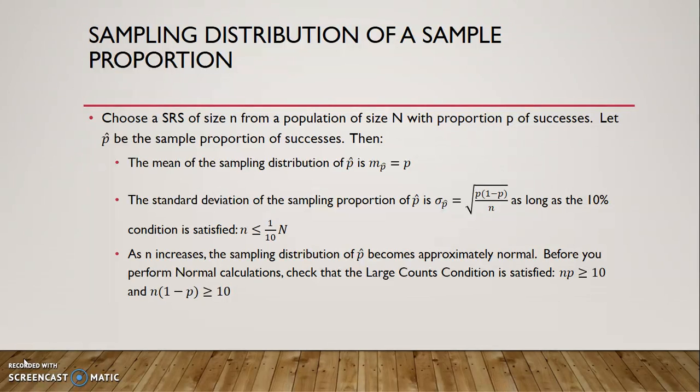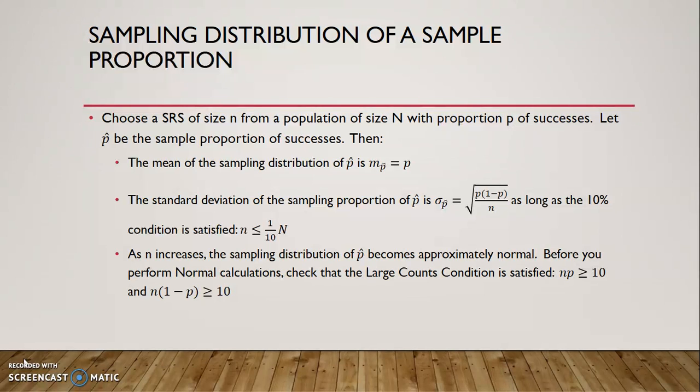The standard deviation of the sampling distribution of p hat is equal to the square root of p times 1 minus p divided by n, and n is your sample size, as long as the 10% condition is satisfied. In other words, your sample has to be less than 10% of your total population. Okay. As n increases, the sampling distribution of p hat becomes approximately normal.